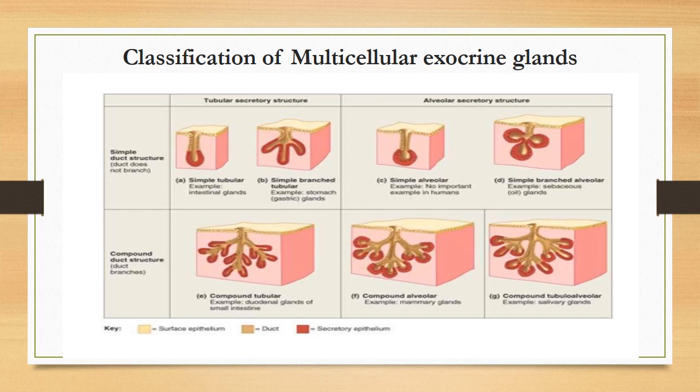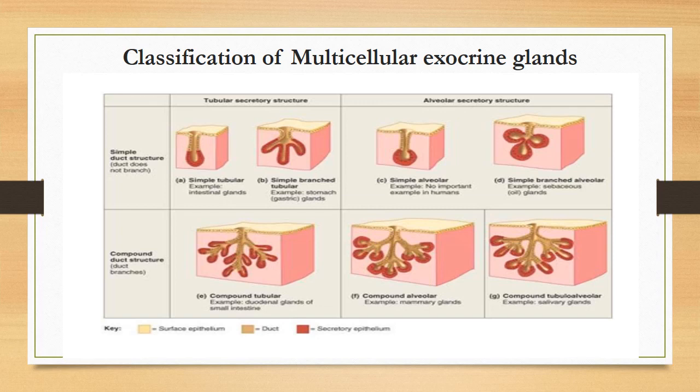Then you can see that in these simple glands the duct is single, but the secretory portion is branching and also it is tube-like. So we call it a simple branched tubular gland. For example, the gastric glands of the stomach.